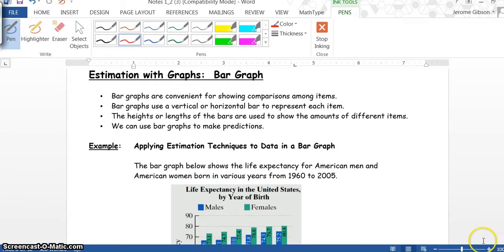So now, we scroll down to estimation with graphs. Bar graph. Bar graphs are convenient for showing comparisons among items. Bar graphs use a vertical or horizontal bar to represent each item. The heights or lengths of the bars are used to show the amounts of different items. We can use bar graphs to make predictions. Example, applying estimation techniques to data in a bar graph. The bar graph below shows the life expectancy for American men and American women born in various years from 1960 to 2005.